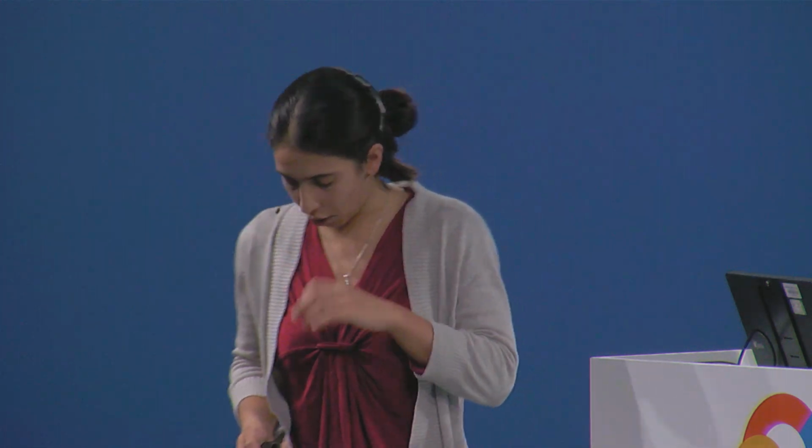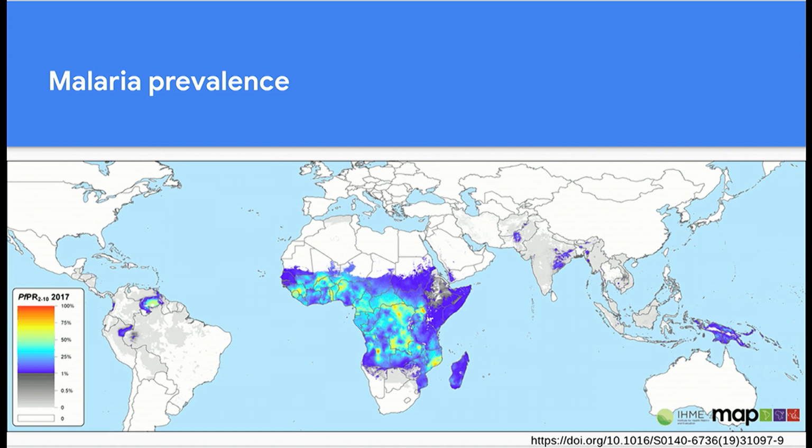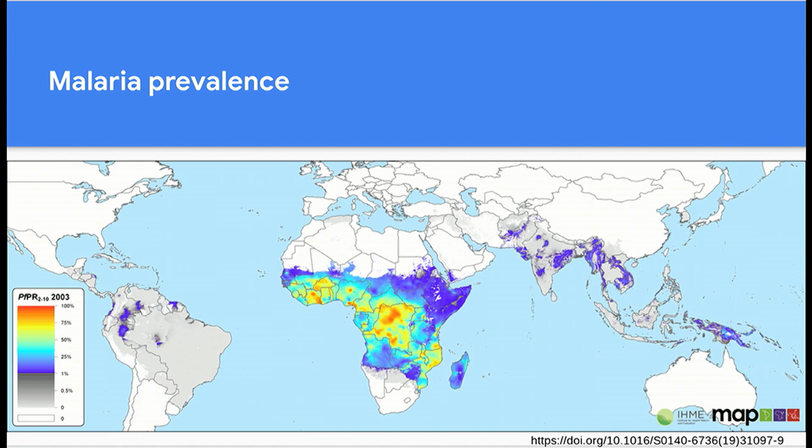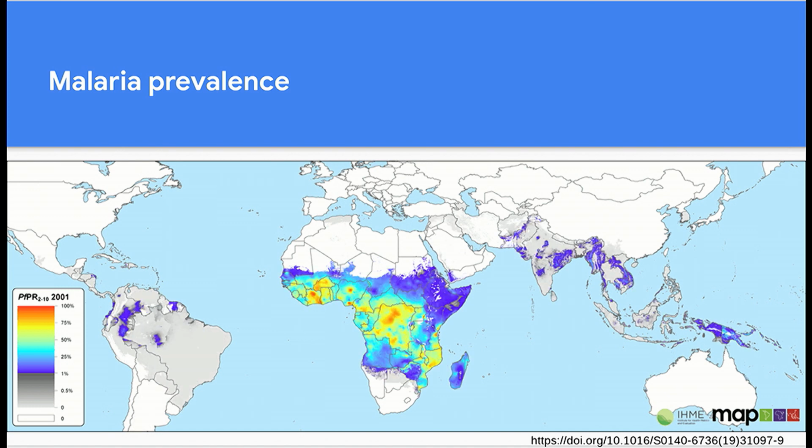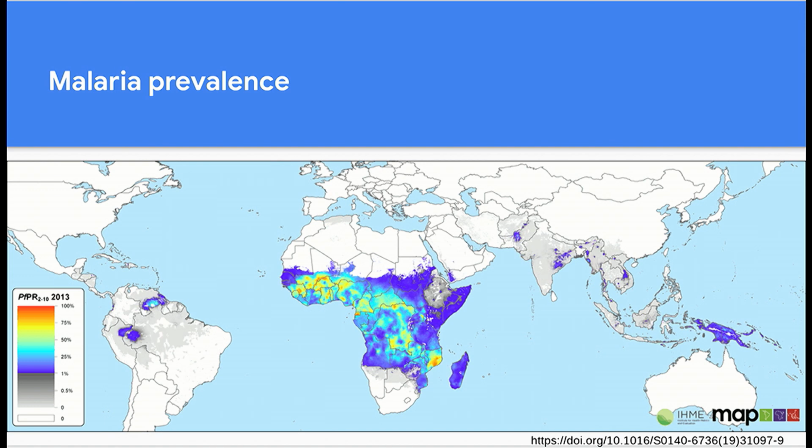So here I'll just show some of our results. This is malaria prevalence, the proportion of people that have malaria globally from 2000 to 2017. Our models vary in time as well. And you can see that the prevalence is much higher in sub-Saharan Africa. It's also going down with time.